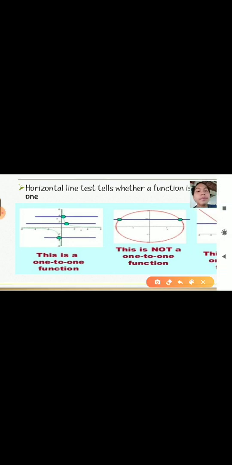Next is the horizontal line test. The horizontal line test tells us whether the function is one-to-one or many-to-one. From this example, if we draw a horizontal line, it will touch once, and here it will touch only once, so it is one-to-one. But here, if we draw a horizontal line, it will touch twice, so it is many-to-one. And it is also the same with this graph. It will touch twice, so it is many-to-one.